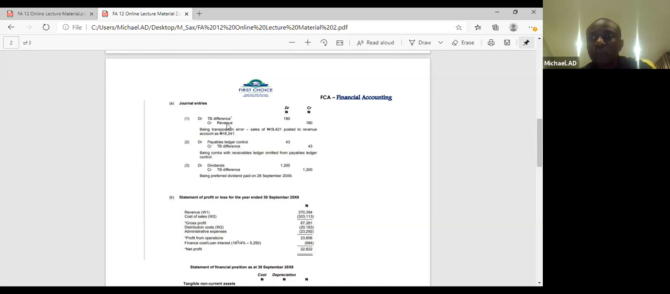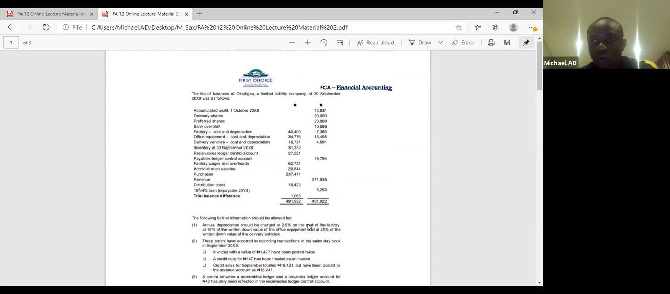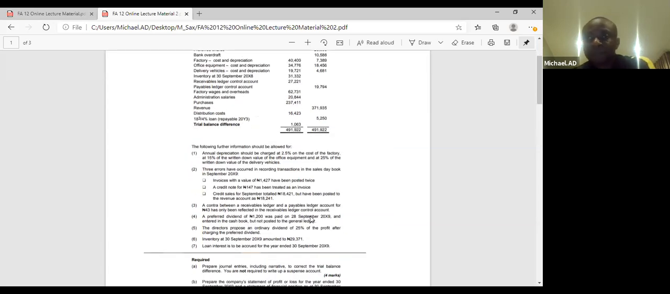and 180 naira, and we credited the revenue of 180 naira, being transposition error of sales posted to revenue accounts. So this is an error that has now been adjusted. Hence, this particular 180 will now come to this revenue. Take note, because we need to add 180 to this amount here. So by the time you are calling 180, you remember how we got this 180 that we are adding to this revenue in the future.